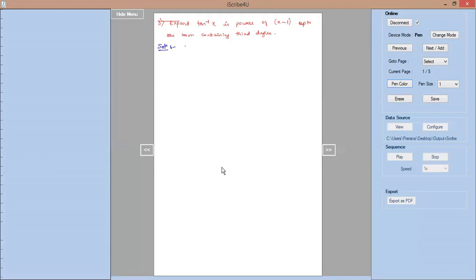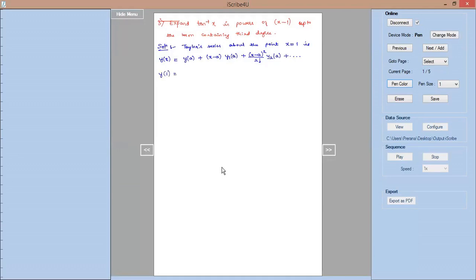First, we will write down the formula. The Taylor series about the point x equal to 1 is given by, first we will write the general formula and then we substitute x is equal to a equal to 1. So y of x is equal to y of a plus (x minus a) into y1 of a plus (x minus a) whole square divided by 2 factorial y2 of a, etc. So we need to obtain this at the point x is equal to a equal to 1.